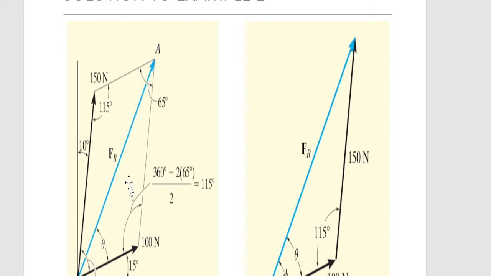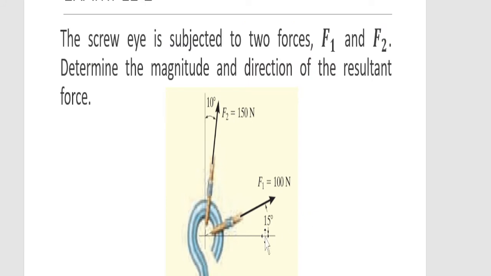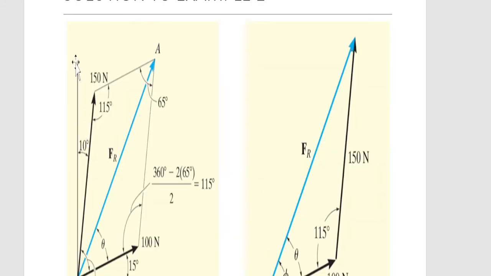Since the sum of internal angles of the parallelogram, square or rectangle is equal to 360 degrees, and opposite angles of the parallelogram are equal. So here only two angles are given, 10 degrees and 15 degrees. So the total is perpendicular, so it should be 90 degrees.